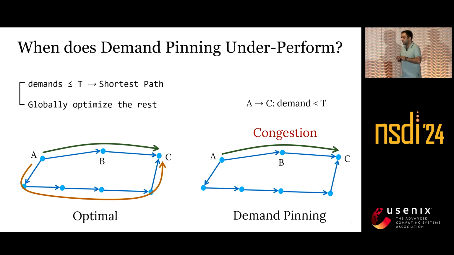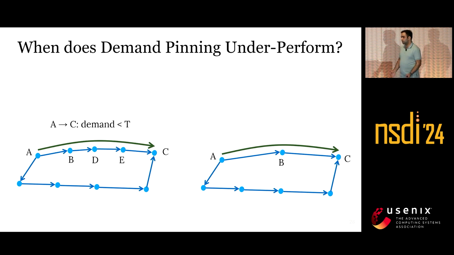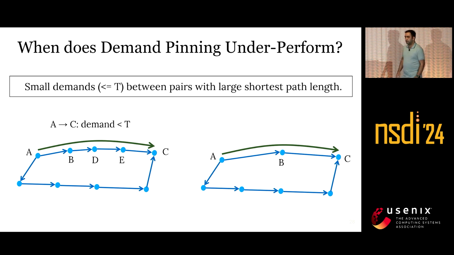And this gets even worse when the length of the shortest path increases. In this case, we are fixing the capacity from too many links, and this means the optimization is going to have a lower total capacity to play with. And so the gap increases. Generally, we find demand pinning has a huge gap when we have many small demands between pairs with large shortest path length. Once we understood this, the next step was very straightforward.